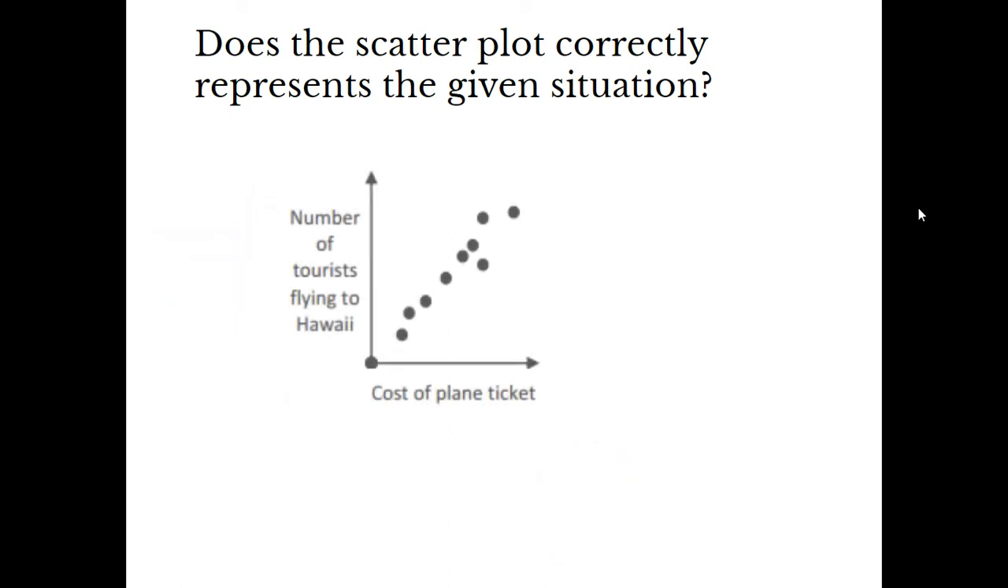All right, let's try the next one. Number of tourists flying to Hawaii and the cost of plane tickets. This is showing a positive correlation, which means that as one increases, the other should also increase. Well, let's look at the x-axis. As the cost of plane tickets increases, the number of tourists wanting to fly to Hawaii increases. Does that make sense? No, this should be a negative correlation. As the cost of the plane tickets increases, fewer and fewer people would be flying to Hawaii. They don't want to pay a lot of money. So this is not correctly representing the situation. Nope, this should be a negative correlation.